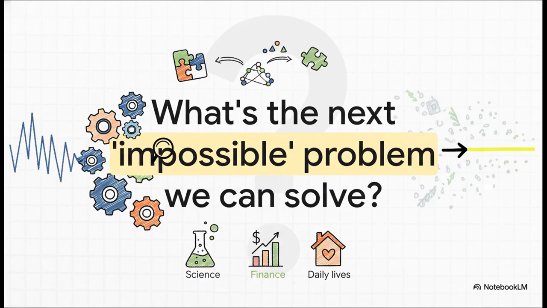And it kind of leaves us with a final question to chew on, doesn't it? What's the next seemingly impossible problem out there that we could solve if we just find the right way to smartly and iteratively fuse together our imperfect information?